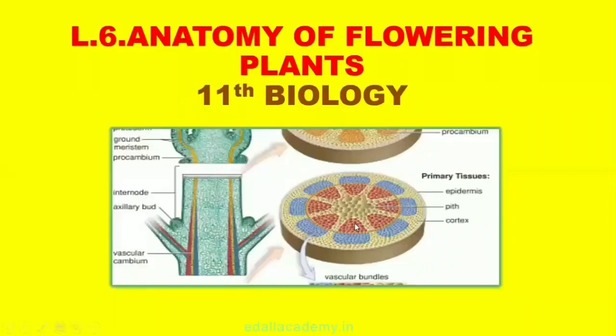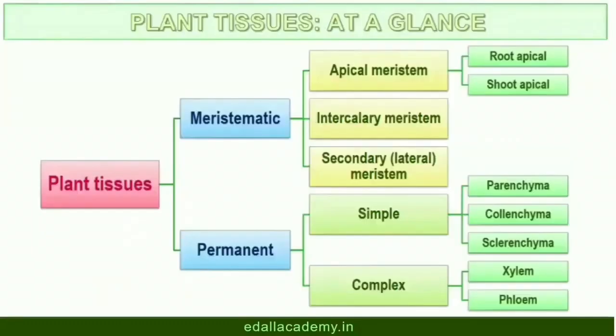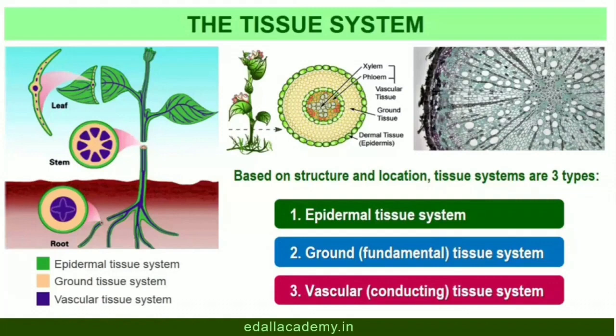Chapter 6 Anatomy of Flowering Plants. 6.2 The Tissue System. We were discussing types of tissues based on the types of cells present. Let us now consider how tissues vary depending on their location in the plant body. Their structure and function would also be dependent on location. On the basis of their structure and location, there are three types of tissue systems. These are the epidermal tissue system, the ground or fundamental tissue system, and the vascular or conducting tissue system.